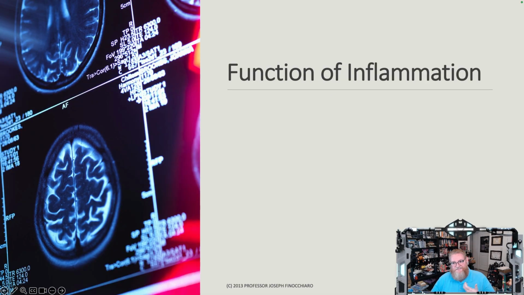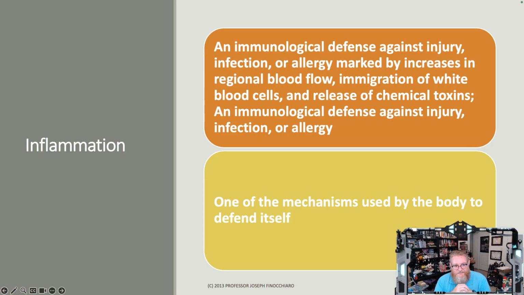So what is the function of inflammation? Inflammation is an immunological defense against injury, infection, or allergy marked by an increase in regional blood flow, immigration of white blood cells, and release of chemical toxins. It is an immunological defense against injury, infection, or allergy, period. It is one of the mechanisms used by the body to defend itself.